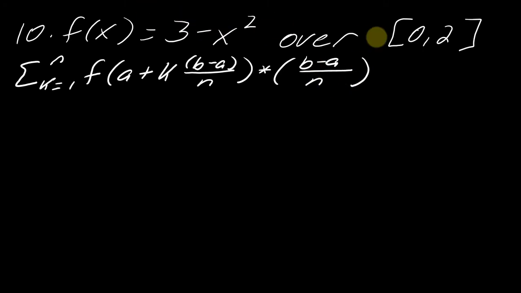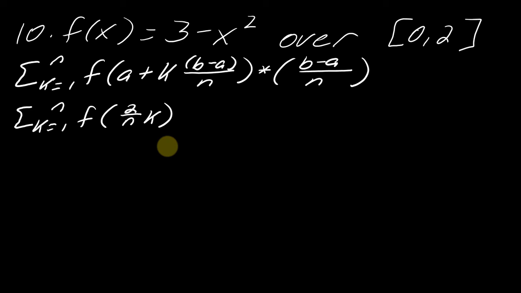Now I have to take all these pieces and start plugging this in. So I really just need to work this out in its entirety. So let's get this party started. I'm going to take f. My a in this case is equal to 0, and my b in this case is equal to 2. So as I'm working all of this out, I can omit the 0. I can just write 2 over n times k. That's what this inside piece comes out to if I plug in my 0 and my 2.